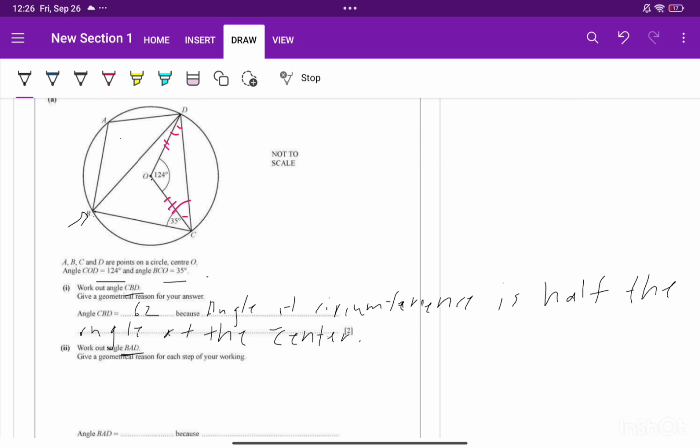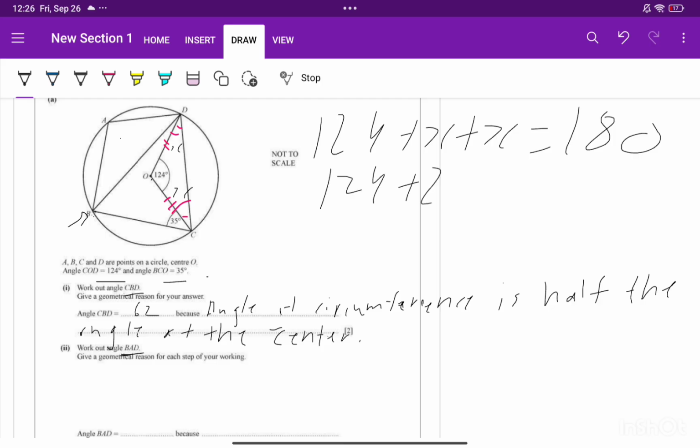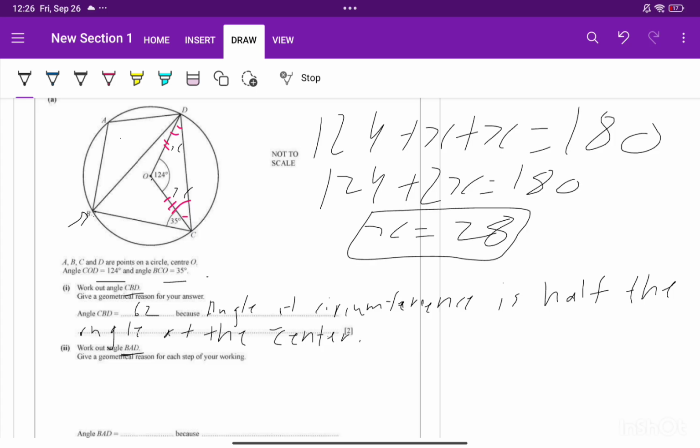So we can write 124 plus x is equal to 180. Why did I write 2x? Because this angle and this angle will be same. So it will be 124 plus 2x is equal to 180. So x will be equal to 28. So this angle is equal to 28.